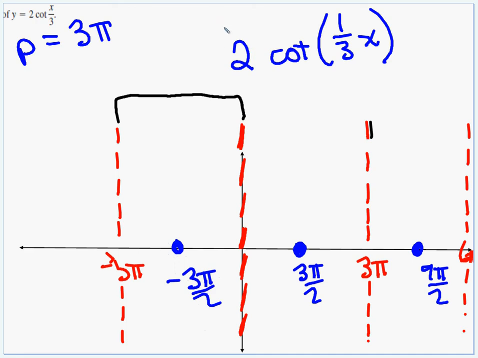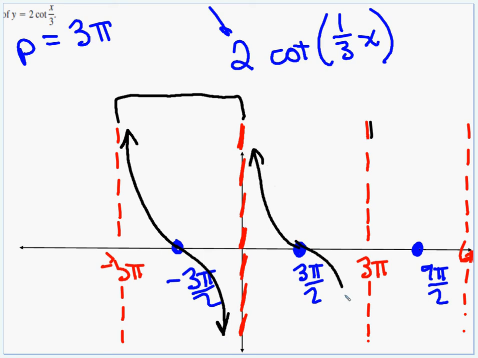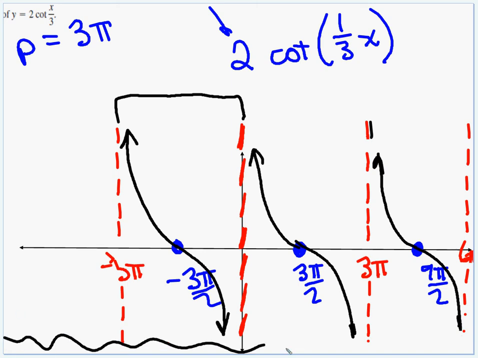Okay, remember the 2 is not going to do much. It will slightly change the curvature, nothing we can perceive with the naked eye. So we've got a positive cotangent. That means from an x-intercept, we're going to go up to the left, down to the right. Up to the left, down to the right. Up to the left, and down to the right. 3 beautiful cycles of 2 cotan of 1/3 x.